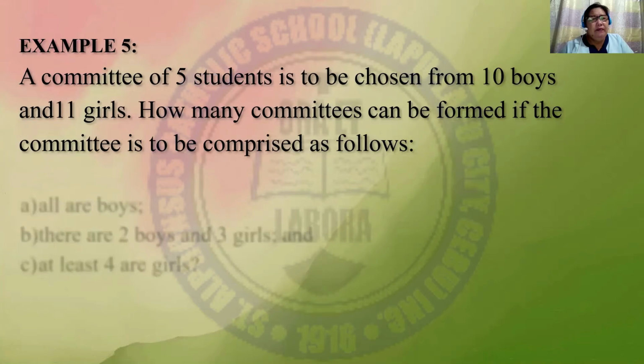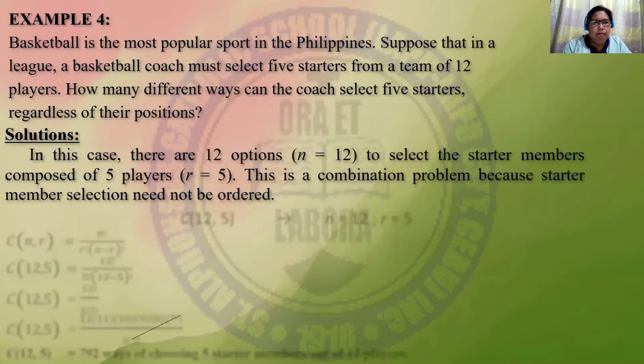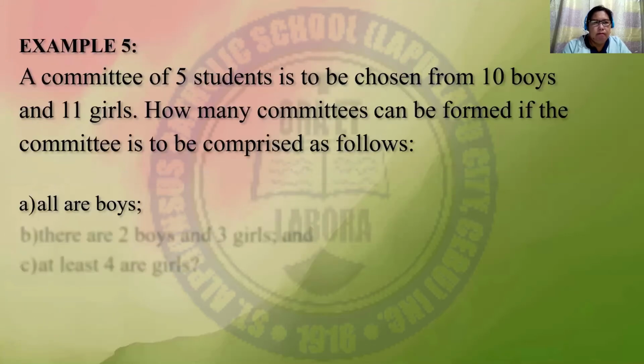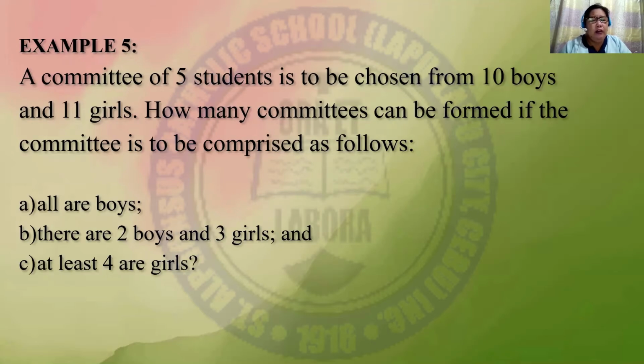Next example, number 5. A committee of 5 students is to be chosen from 10 boys and 11 girls. How many committees can be formed if the committee is to be comprised as follows? A. All are boys. B. There are 2 boys and 3 girls. And C. At least 4 are girls.